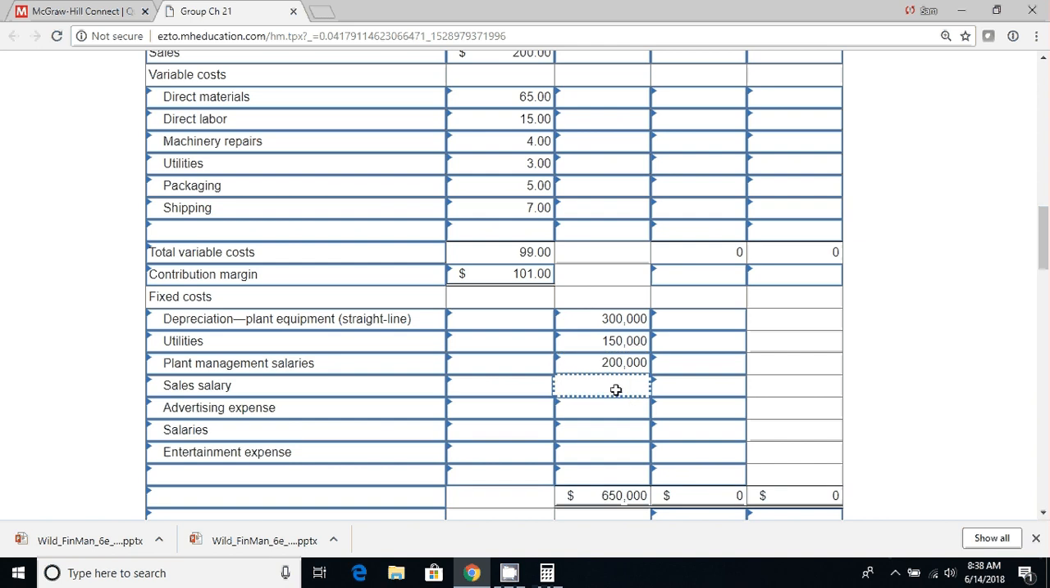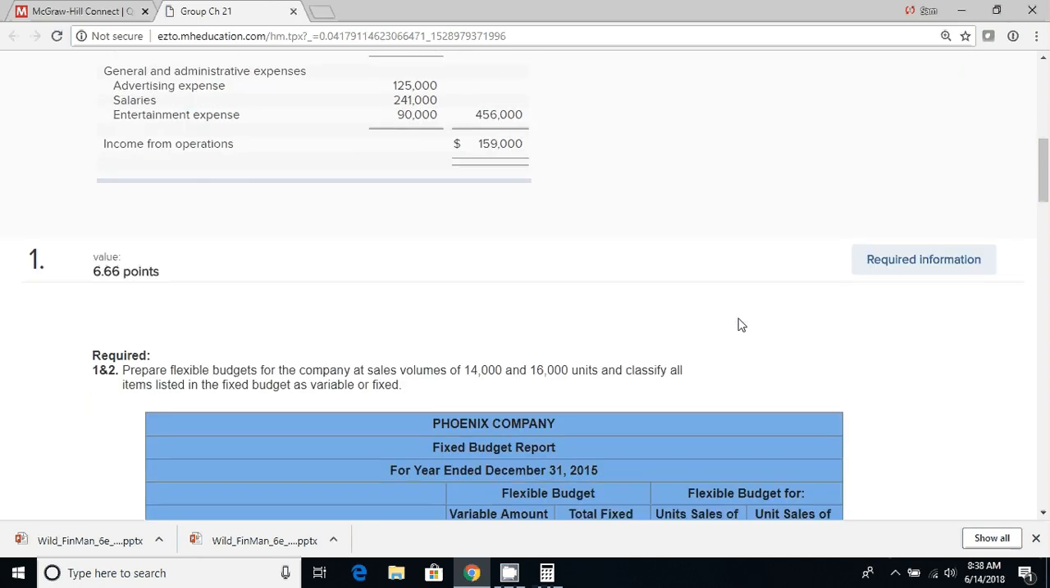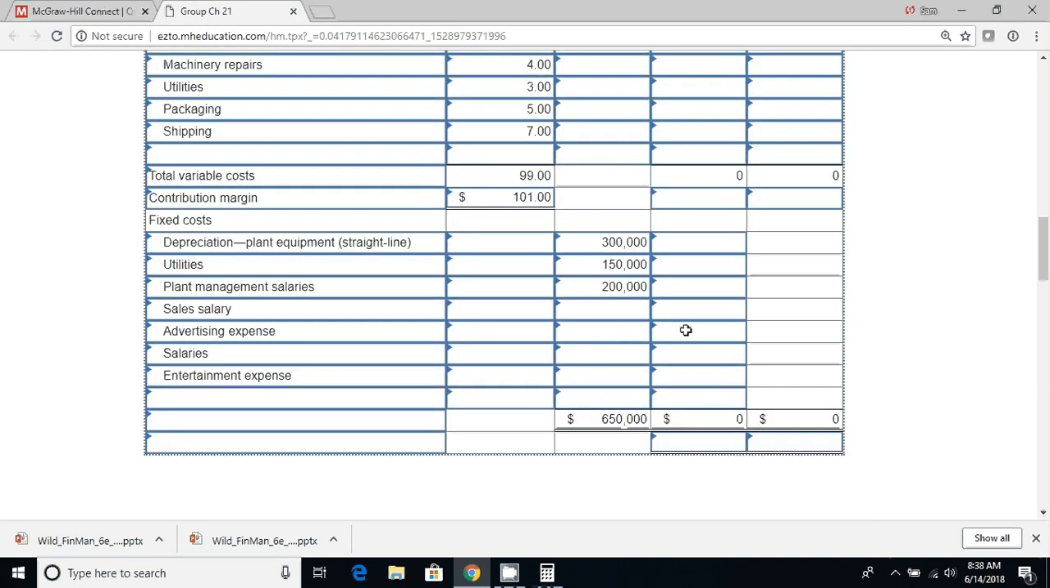Okay, then we had sales salaries, advertising, all that good stuff. Sales salaries were 250, advertising 125, salaries 241, and entertainment, that Christmas party, was 90,000. All right, so sales salaries again were 250,000. Advertising expense was going to be 125,000.